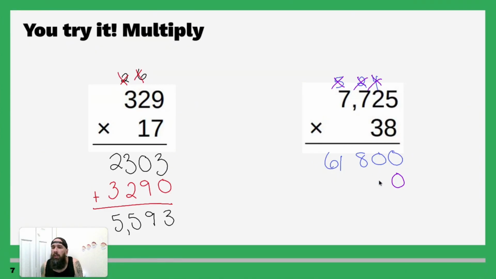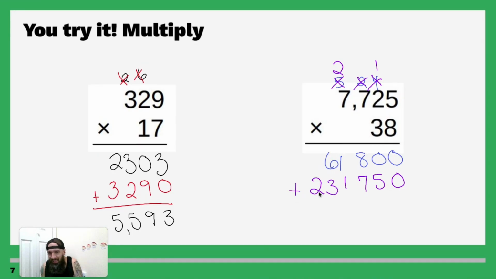3 times 5 is 15. Write out the 5, carry the 1. Multiply and add. 3 times 2 is 6. 6 plus 1 is 7. Nothing carries over. 3 times 7 is 21. So write out the 1, carry the 2. Do it again, multiply and add. 3 times 7 is 21. And 21 plus 2 is going to be 23.